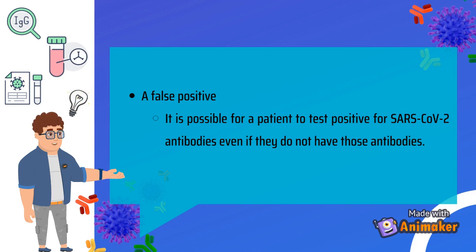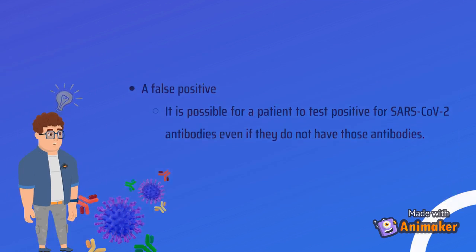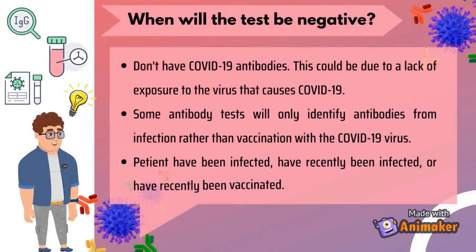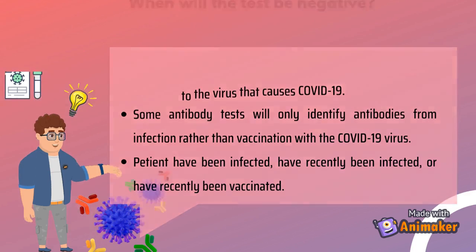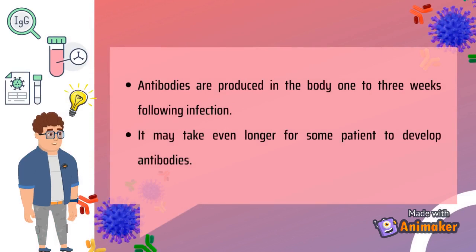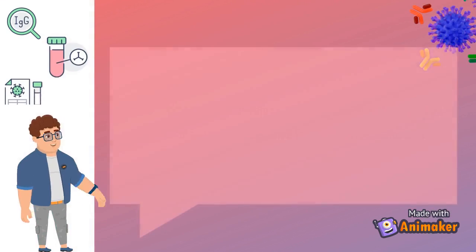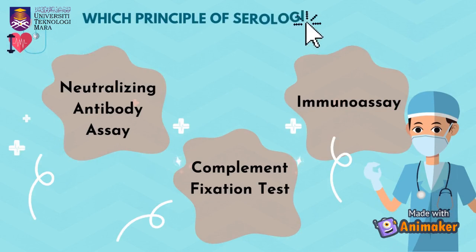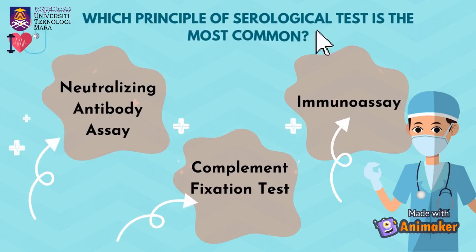A false positive reported. For a negative test, it's possible that the patient doesn't have COVID-19 antibodies. This could be due to a lack of exposure to the virus that causes COVID-19. It takes longer for some patients to develop antibodies, and a small percentage of those who are infected or vaccinated may never develop antibodies. When patients develop particular antibodies to SARS-CoV-2, they may test negative for SARS-CoV-2 antibodies. A false negative reported.